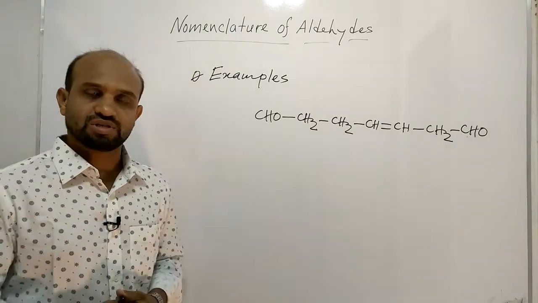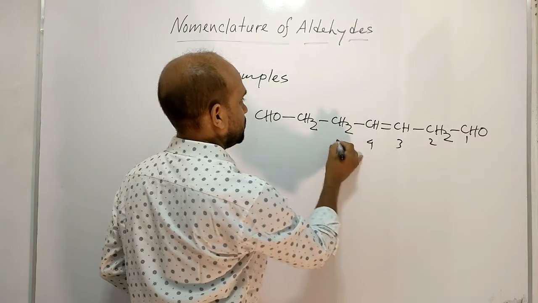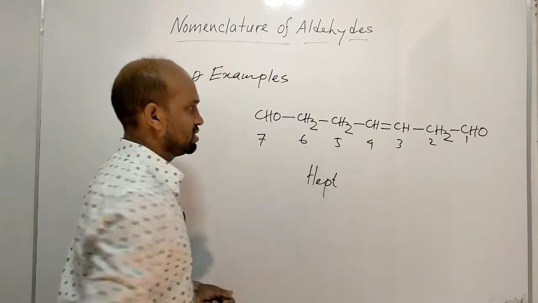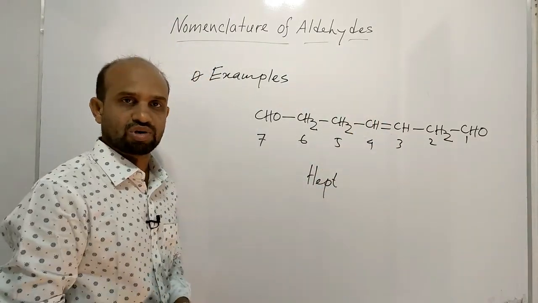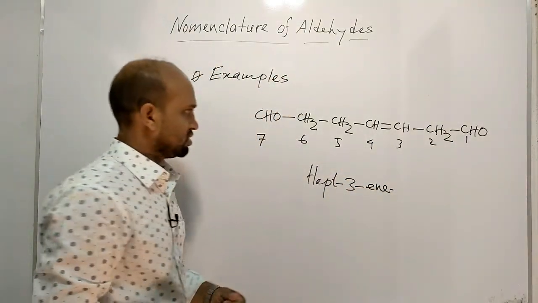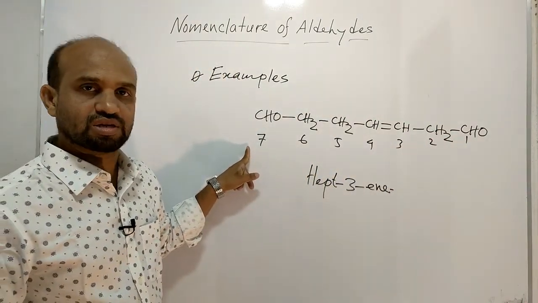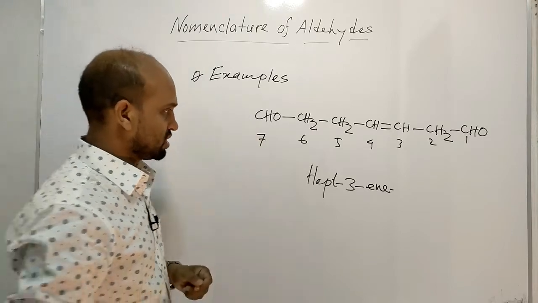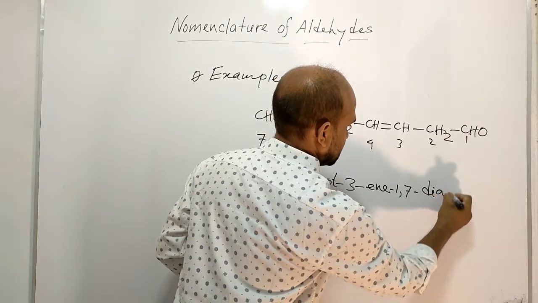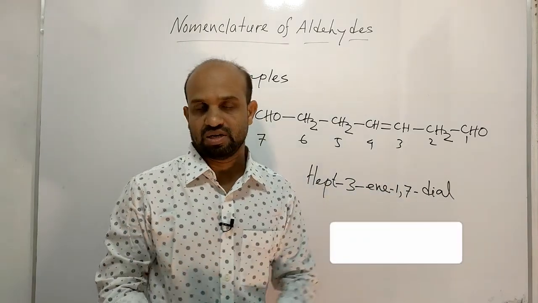The name of this compound is, first of all, carbon atoms are numbered 1, 2, 3, 4, 5, 6, 7. So hept is the word root here, and carbon 3 with carbon-carbon double bond. So hept-3-yne, and we see carbon 1 aldehyde group and carbon 7 another aldehyde group, CHO. Now let's write 1,7-dial, hept-3-yne-1,7-dial.